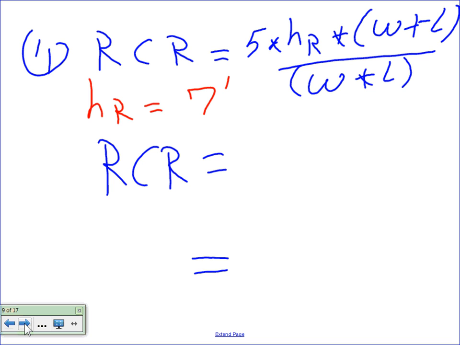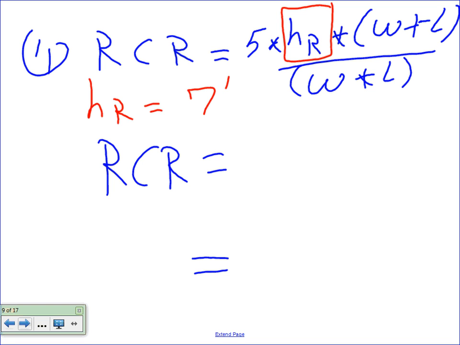The most important thing we need is the formula. For the formula, 5 is always 5. HR is the height of the room because I'm calculating the room cavity. The width and length of the room are added, and the width is multiplied by the length of the room. Always this way. The only thing that changes in this equation is the height: is it room, is it floor, or is it ceiling?